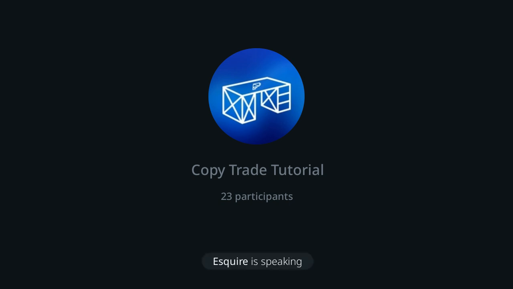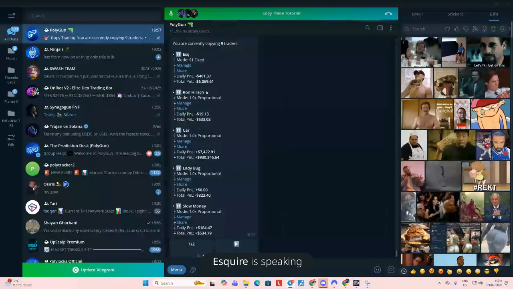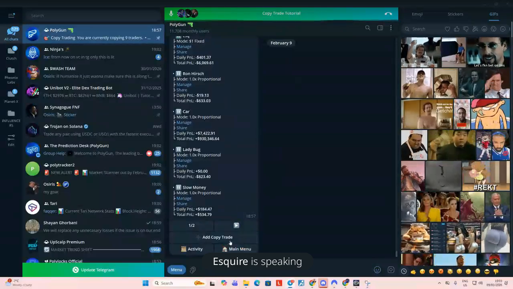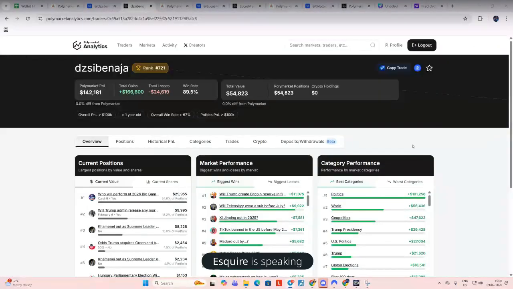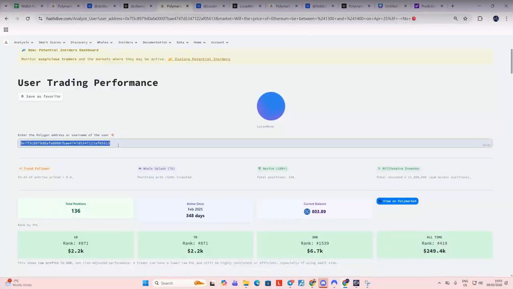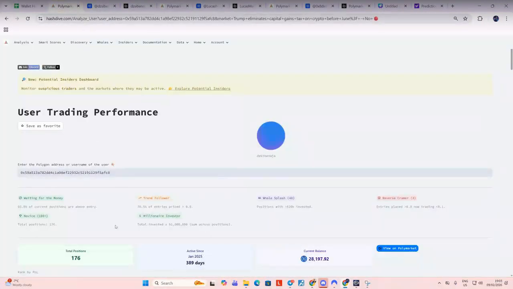All right, cool. So obviously from your Polygon account to add copy trade is super easy. I'm just gonna go through the first couple steps. I think they are self-explanatory. You find a trader that you want to copy. I'm gonna actually pick this guy because I have some different settings on him.